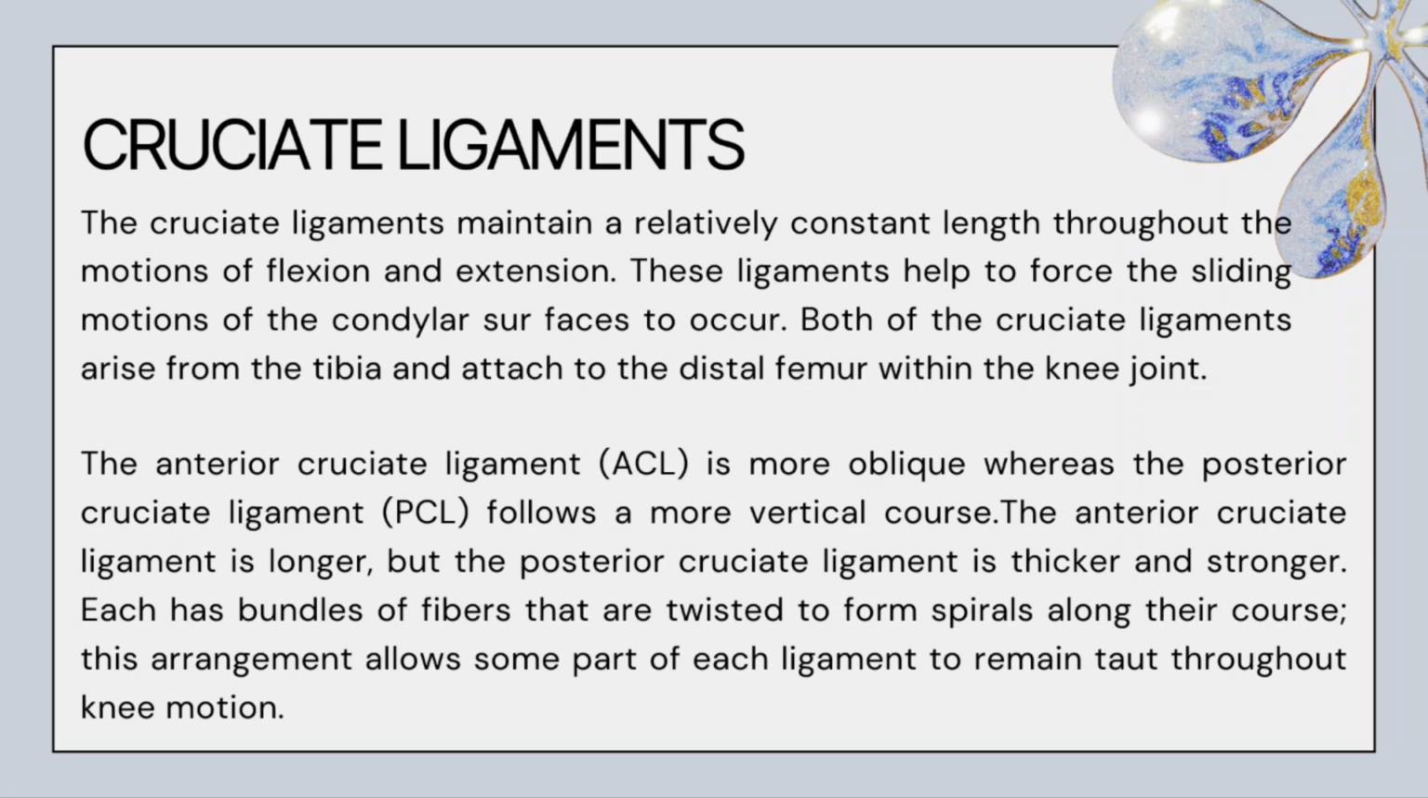Both of the cruciate ligaments arise from the tibia and attach to the distal femur within the knee joint. The anterior cruciate ligament is more oblique, whereas the posterior cruciate ligament follows a more vertical course. The anterior cruciate ligament is longer, but the posterior cruciate ligament is thicker and stronger. Each has bundles of fibers that are twisted to form a spiral along their course, and this arrangement allows some part of each ligament to remain taut throughout the knee motion.